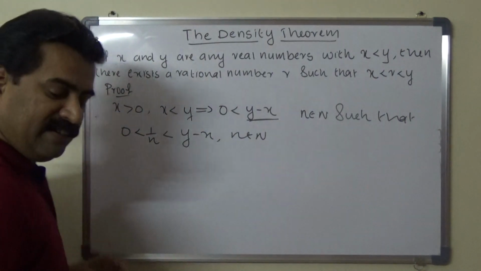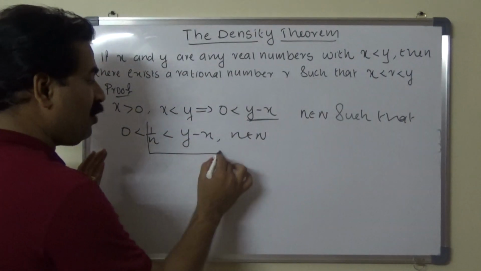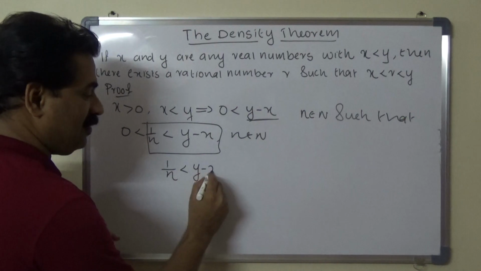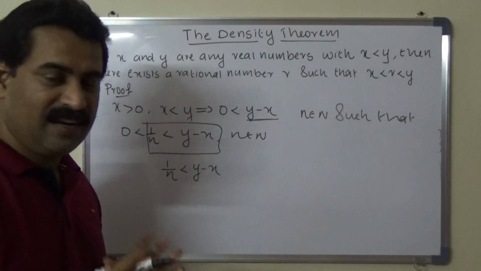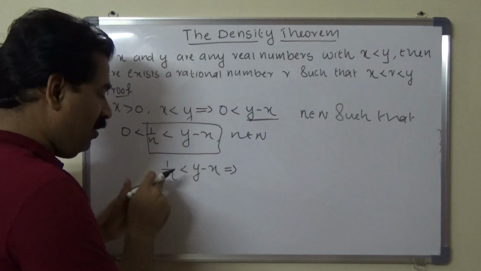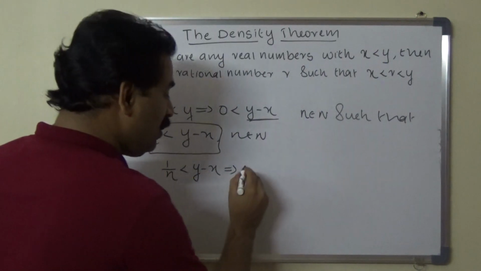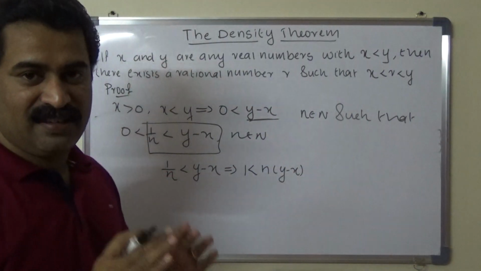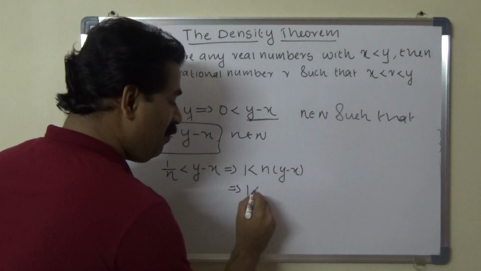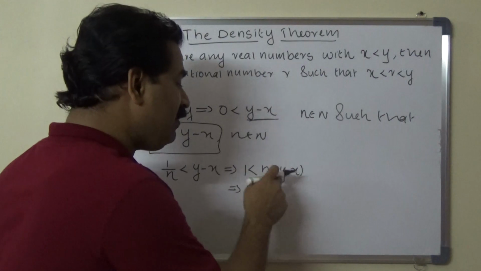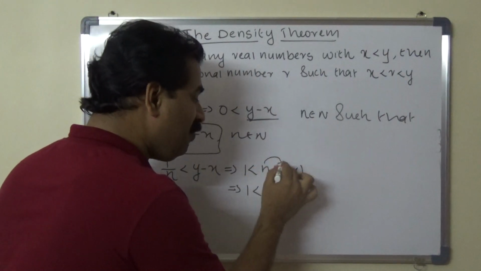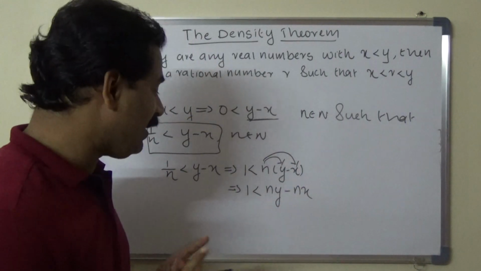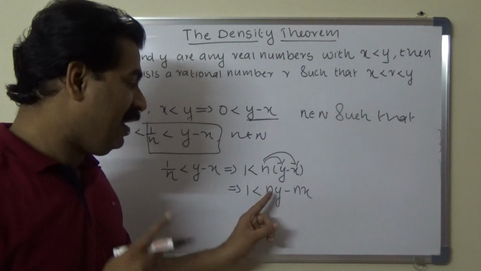Next, we consider this part of this inequality. That means 1 by n is less than y minus x. 1 by n is strictly less than y minus x. Clear? Next, multiplying by n on both sides of this inequality, we get 1 is less than n into y minus x. Clear? Next, we multiply each term in this bracket by small n. That means n into y minus x equals ny minus nx. Clear? That means we get 1 is less than ny minus nx.